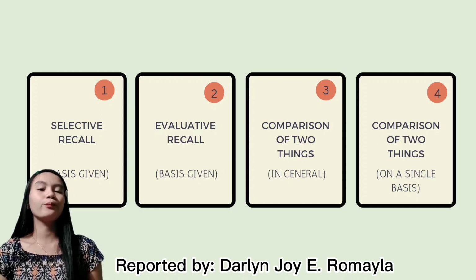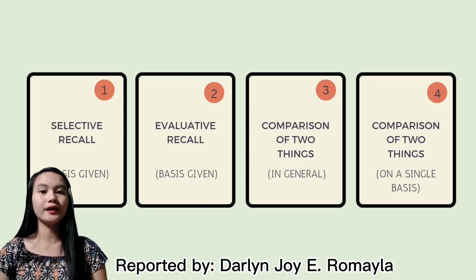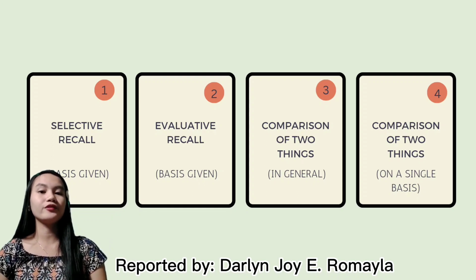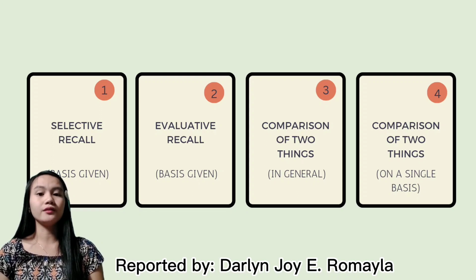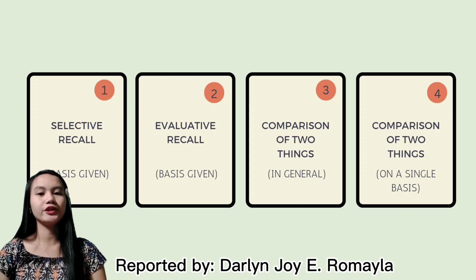The third one is comparison of two things in general. First, let us define what comparison is. Comparison, or comparing, is the act of evaluating two or more things by determining the relevant, comparable characteristics of each thing and then determining which characteristics of each are similar to the other, which are different, and to what degree. So, comparison of two things in general is about talking about something as a whole rather than a part of it.